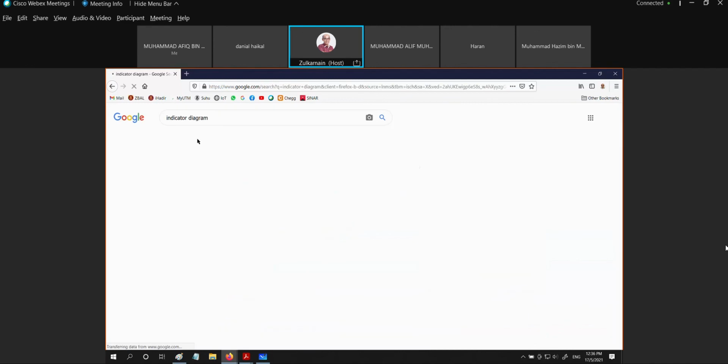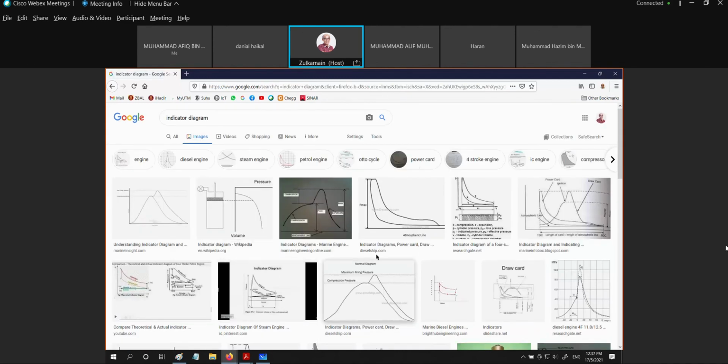And when we look at this diagram, what we have is the area called the power loop, and the bottom part is called the pumping loop, and the summation of the pumping loop and the power loop is what we have as the W net. So this is what I showed just now. This is the pressure against the crank angle diagram.